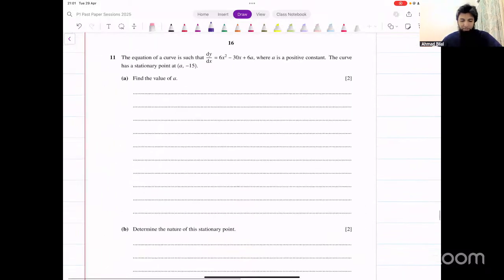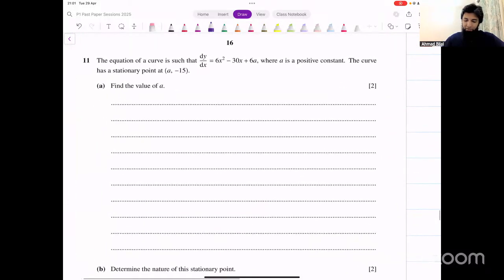Okay, let's move on. Question number 11. It says the equation of a curve is such that dy over dx is equal to this, where a is a positive constant. The curve has a stationary point at a, minus 15. Stationary point, what does that mean? That means at this point, dy over dx is supposed to equal 0. We need to find the value of a from this.